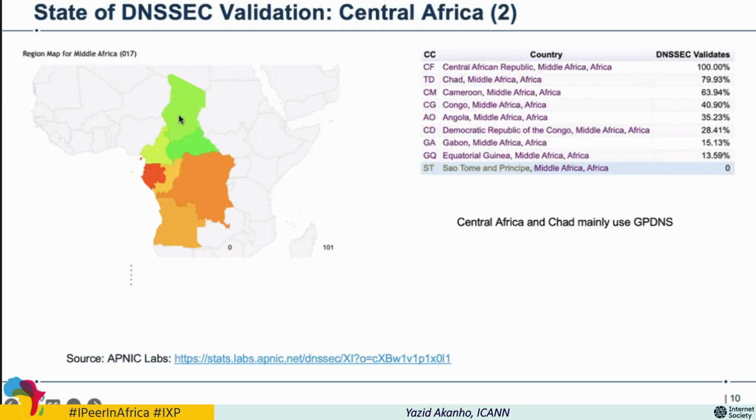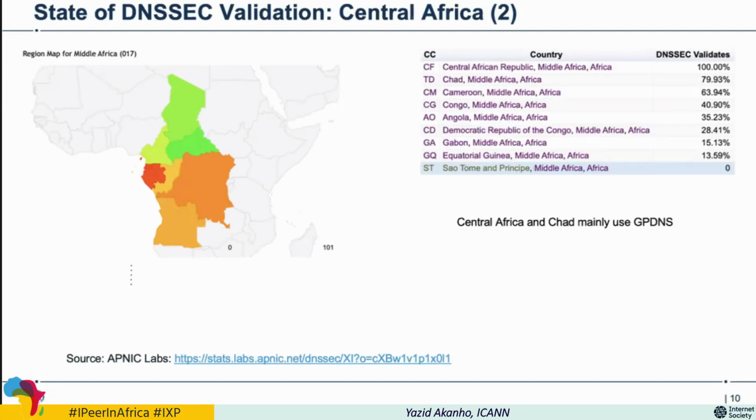So you can see here that we've got a validation rate that is over 60%. If it's red, you're under 20%. When you're yellow, orange, you're around 25, 30%. So as the validation rate increases, you move from red to yellow, orange to green.